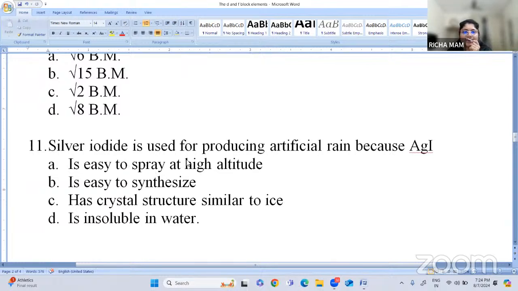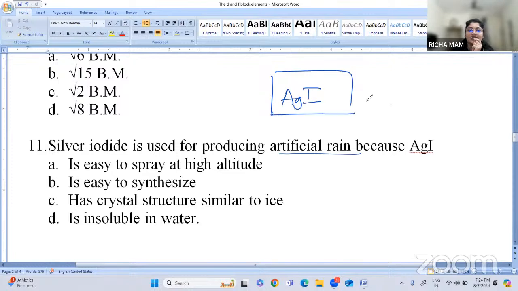Silver iodide is used for producing artificial rain because AgI, what is the reason? The answer is: because it has a crystal structure similar to ice. Option number C. Remember that silver iodide has a crystal structure like ice. Because of that, it is used in the production of artificial rain.